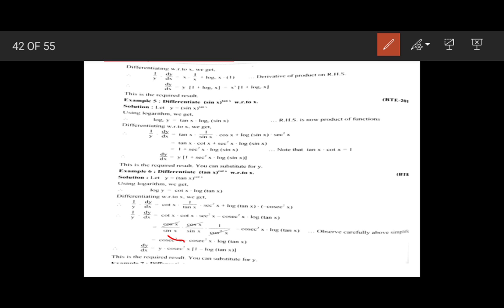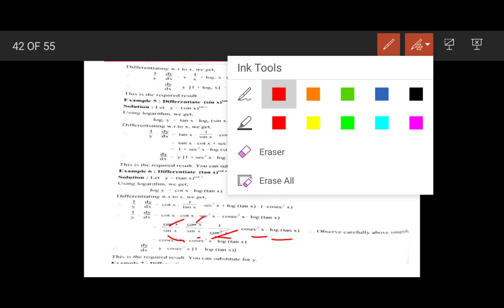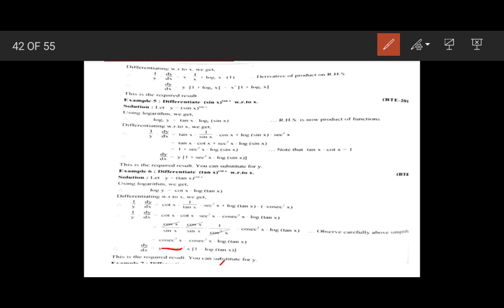Now cot x is cos x upon sin x. Sec square x is 1 upon cos square x, minus cosec square x into log 10x. So cos square cancels. So what am I getting? 1 upon sin square x means cosec square x, minus cosec square x into log 10x. So cosec square x is common. So y into cosec square x into (1 minus log 10x). But y is what? y is 10x raised to cot x. Okay. So this is the required derivative.